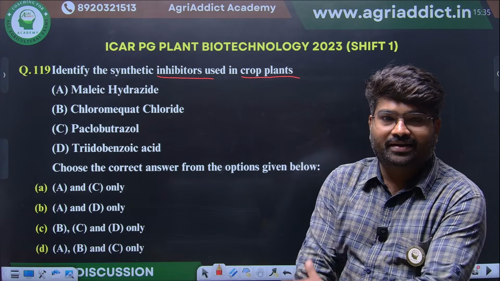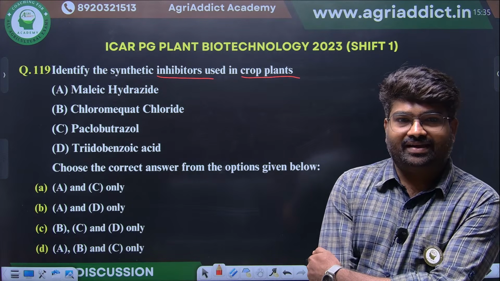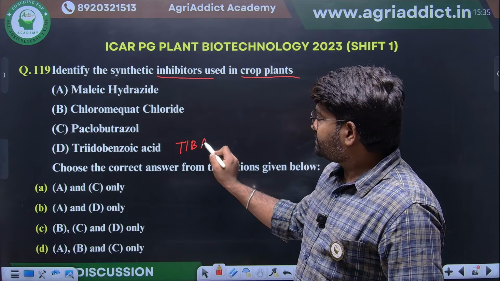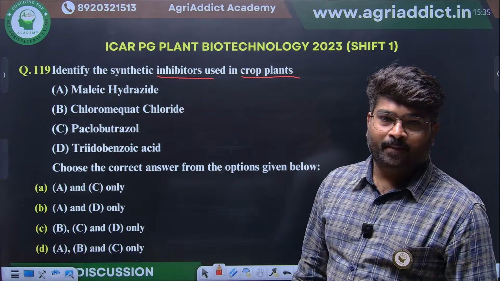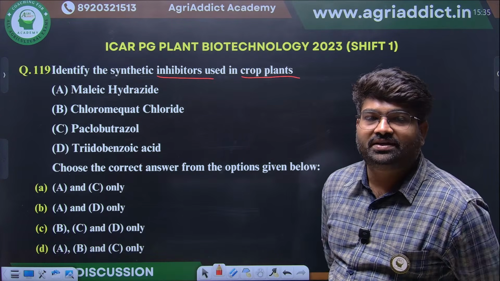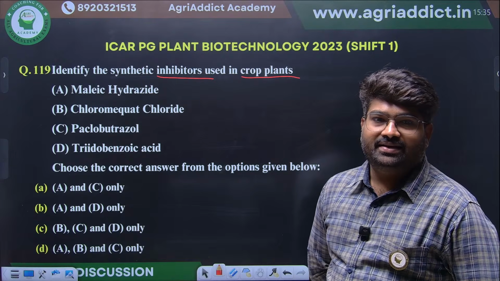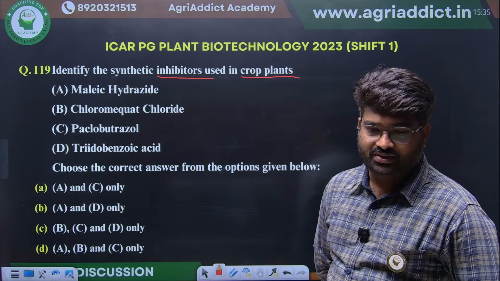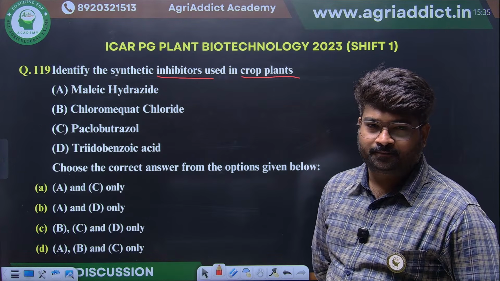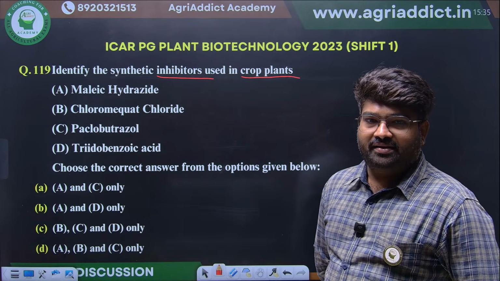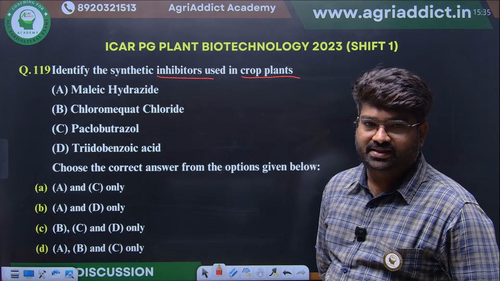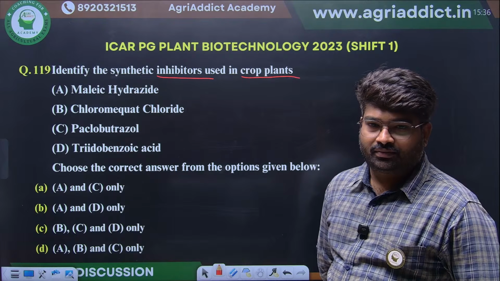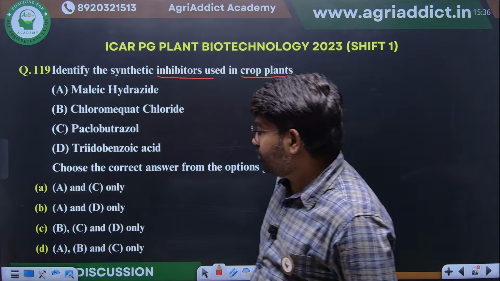Identify the synthetic inhibitors used in crop plants. What are the examples of synthetic inhibitors used in crop plants? Maleic hydrazide, chlormequat chloride, paclobutrazol, triiodobenzoic acid. What will be the right option, students? A and C, or A and D, B, C, D, or A, B, D? What will it come? A, B, C. Very good.